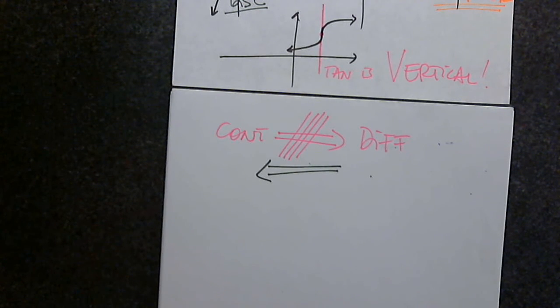If a function is continuous, you may have a cusp, corner, or vertical tangent. It's not going to be differentiable. But if I tell you that the function is differentiable, it must be continuous, otherwise it will not be differentiable. Okay.